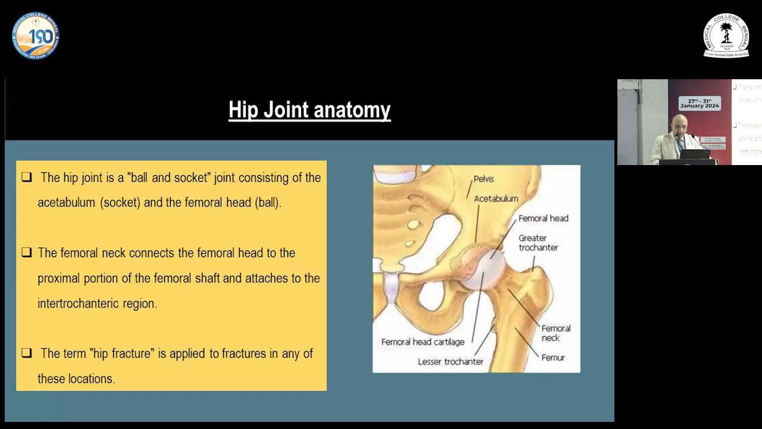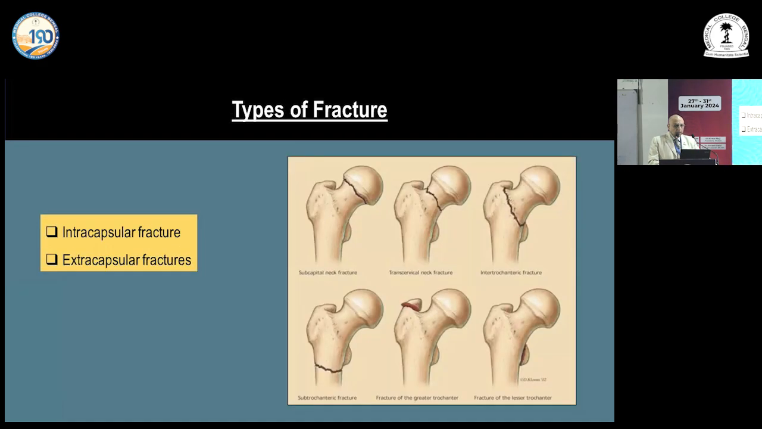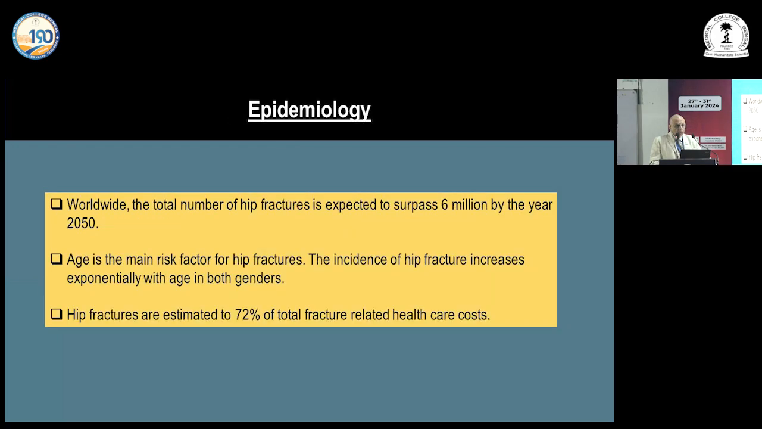I'm skipping this; this is the basic anatomy of the hip. This is not required for the orthopedic surgeons gathered here. As we all know, the basic types, intracapsular and extracapsular, since our early days of medical college.